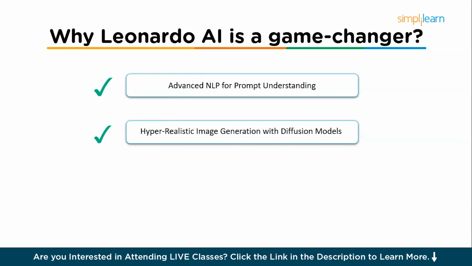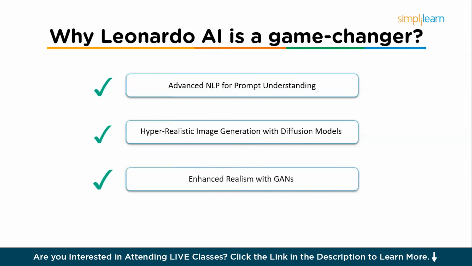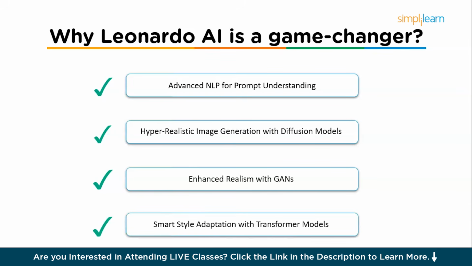Now moving on, we have enhanced realism with GANs. It uses generative adversarial networks to refine the image details. It improves textures, lighting, and depth for lifelike visuals. Then moving on, we have smart style adaptation with transformer models. It adapts to artistic styles, lighting, and compositions with precision. It creates consistent high-quality art in specific styles upon request.